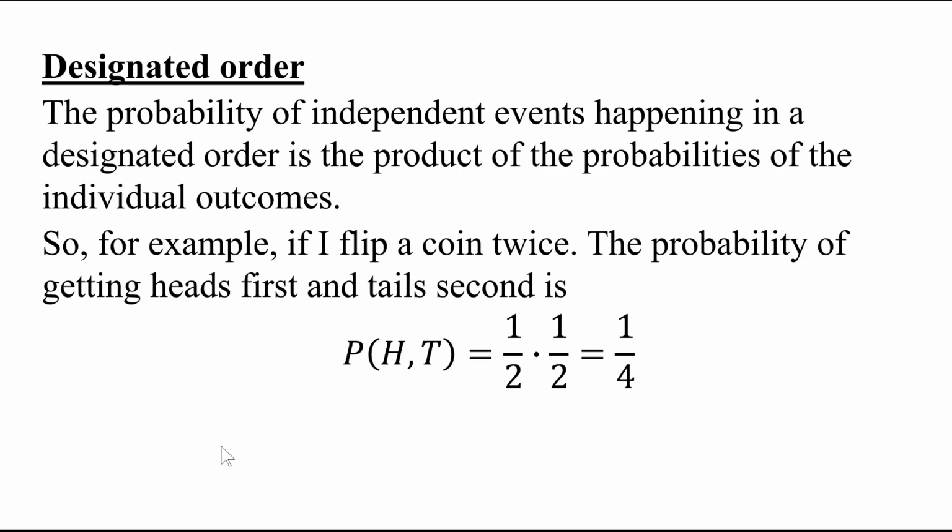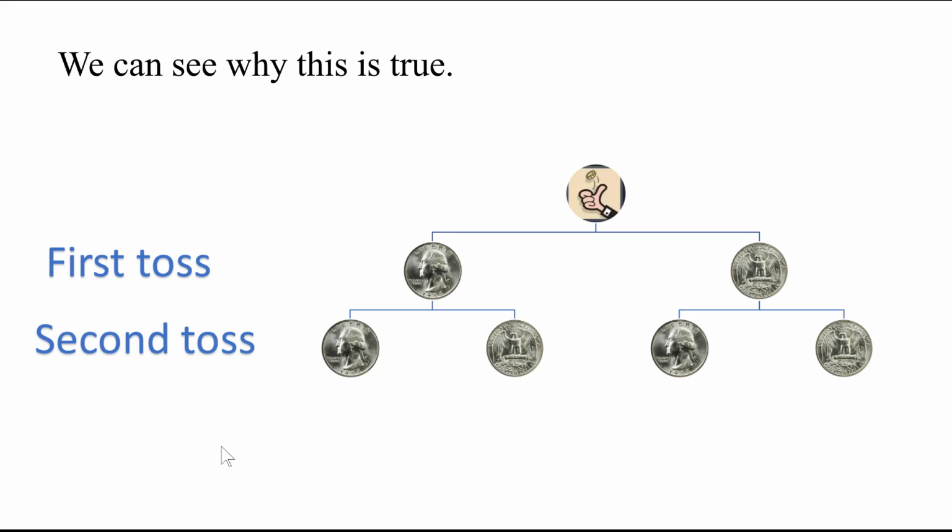So the probability of getting a head and then a tail is the product of those two things. 1/2 times 1/2 is 1/4. And that may not seem obvious of why that is, and I'm going to show you a picture that helps you understand why it is that the probability of flipping heads and then tails with two flips of a coin is 1/4.